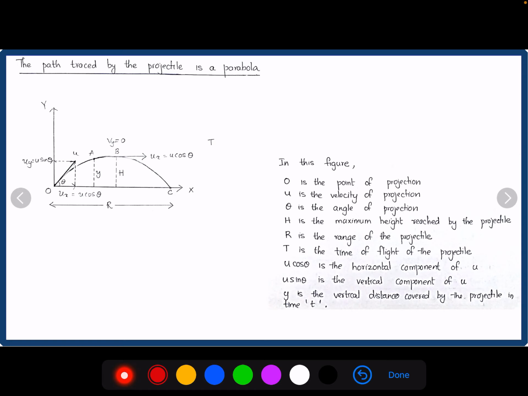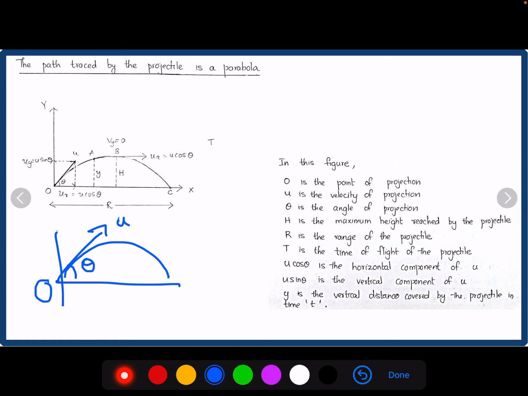So you can see in this picture, O is the point of projection. U is the velocity, the initial velocity of the projectile. Then theta is the angle of projection. This is U and this is theta. This is the origin.